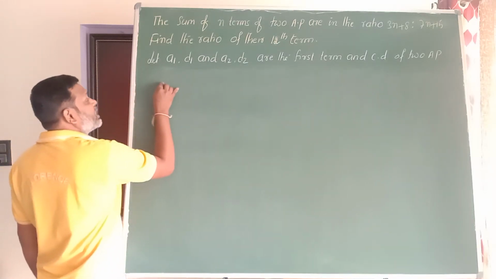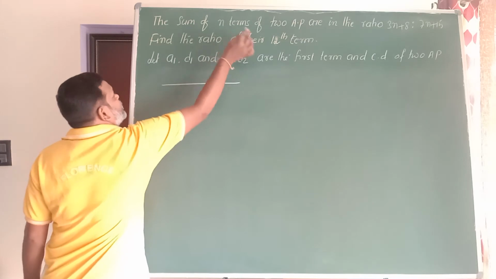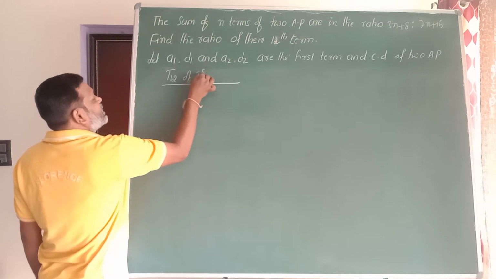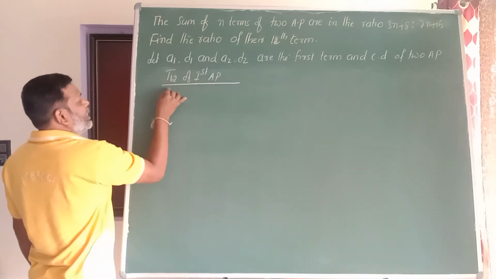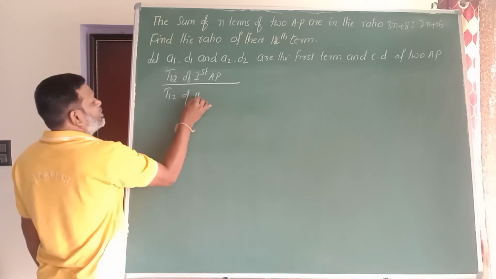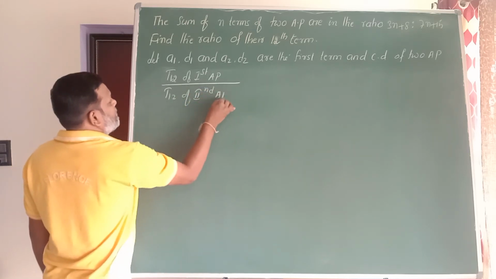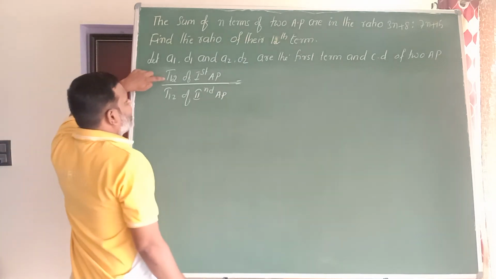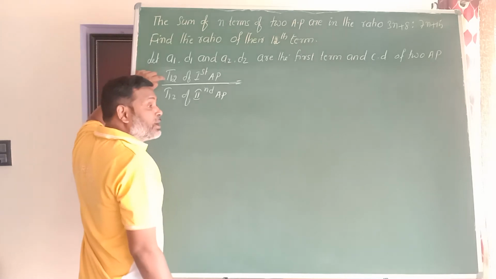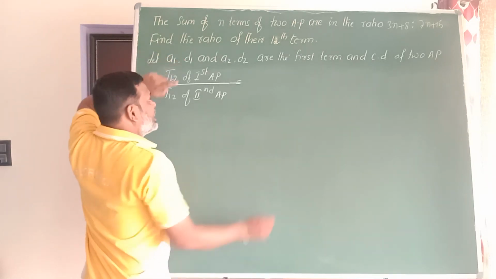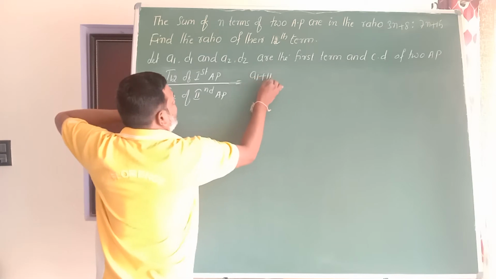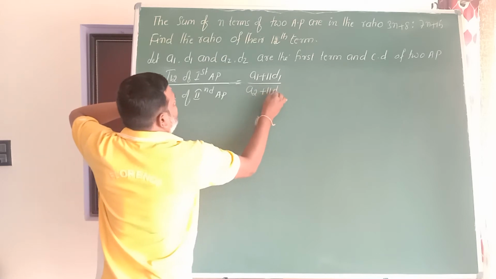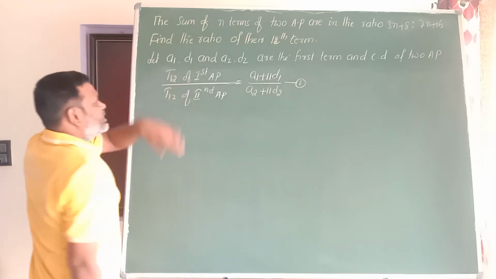We wish to find the ratio of their 12th terms. That ratio is nothing but T12 of first AP divided by T12 of second AP. According to the rule, T12 is given by a plus 11d. But for the first AP, you have to use A1 and D1. That becomes (A1 plus 11 D1) divided by (A2 plus 11 D2). Let it be the first equation.